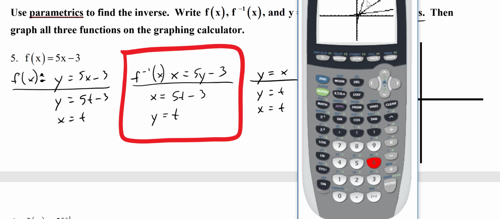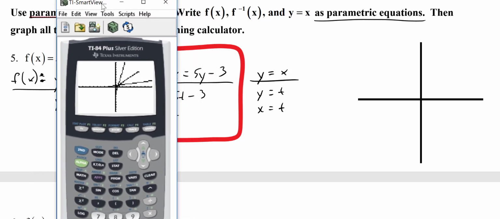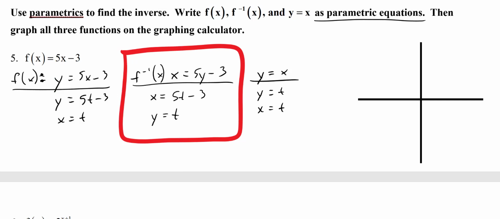Okay, there's one graph. The y-intercept is -3, so that's y equals 5t minus 3, and then x equals 5t minus 3 is this one. And there's y equals x. Okay, so that's pretty cool. I can draw this in here. I don't want to waste your time either, but I'm going to do it in 3 different colors here. So I'll do the blue as the original function.